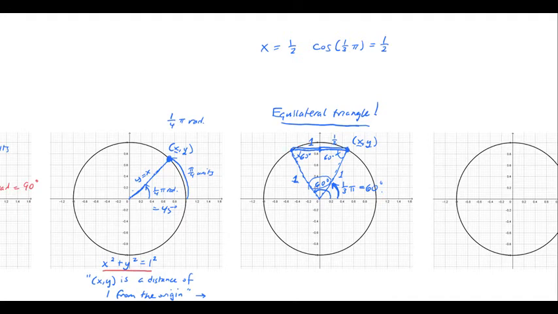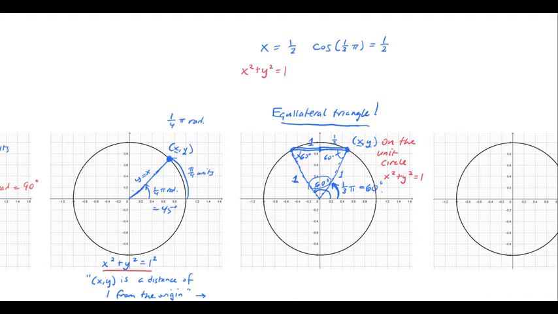Okay, so what about y? I need to figure out what y is. Well, to figure out y, I'm again going to use the fact that my point x comma y is on the unit circle. And if it's on the unit circle, then it satisfies the equation x squared plus y squared equals 1.